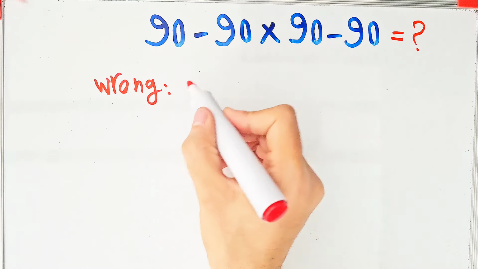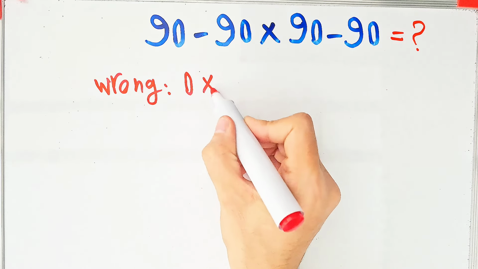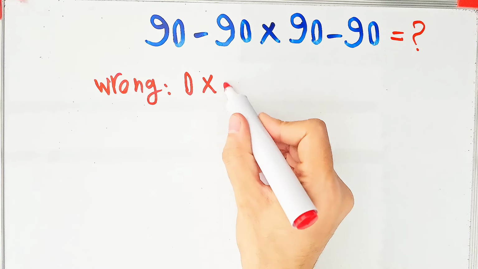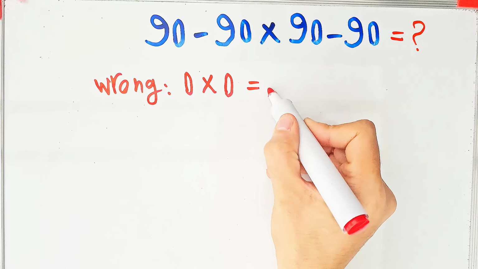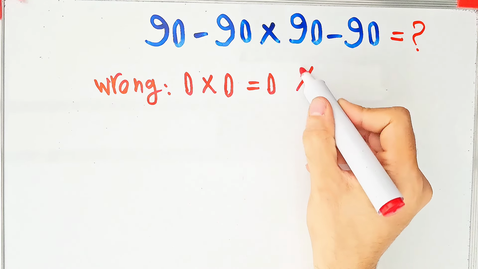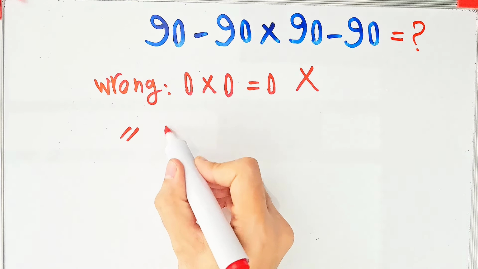90 minus 90 equals 0. 0 times 90 minus 90, which equals 0, and they say the final answer of this question equals 0. But this answer is definitely wrong.